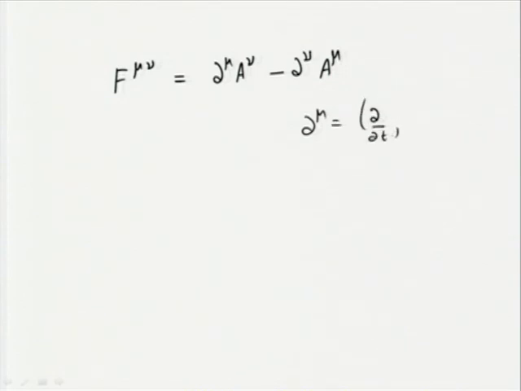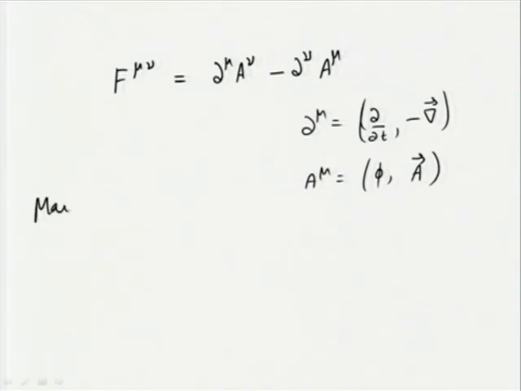Together, we can write F_μν as ∂_μ A_ν minus ∂_ν A_μ, where ∂_μ is ∂/∂t minus gradient, A_μ is (φ, A).